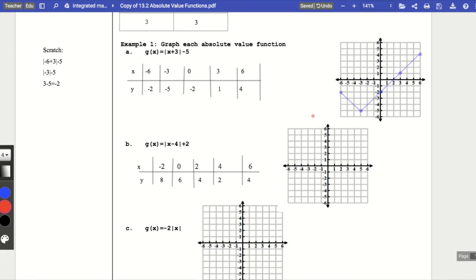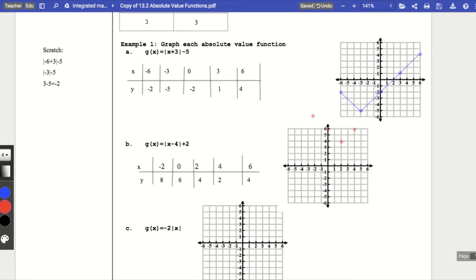0, 6, 2, 4, and then 4, 6. So you can see it shifted to the right, and it also went up 2 units.